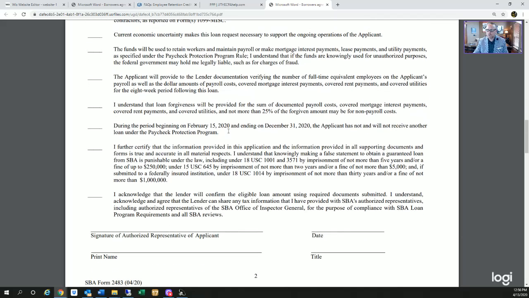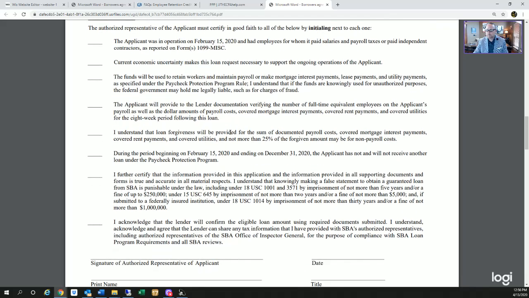And then down here, you're just going to initial all these things. Okay? Were you in business? Yes. Do you have uncertainty about your economic future? Yes. Are the funds going to be used for workers to maintain payroll? Yes. Well, I don't have any workers and I'm a sole proprietor. Well, it's yes, because it's going to maintain you and you're the workers.